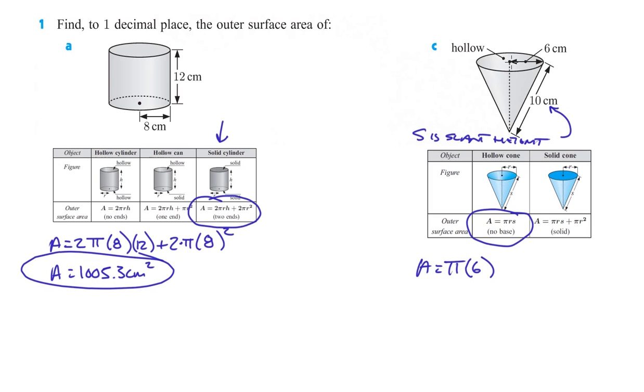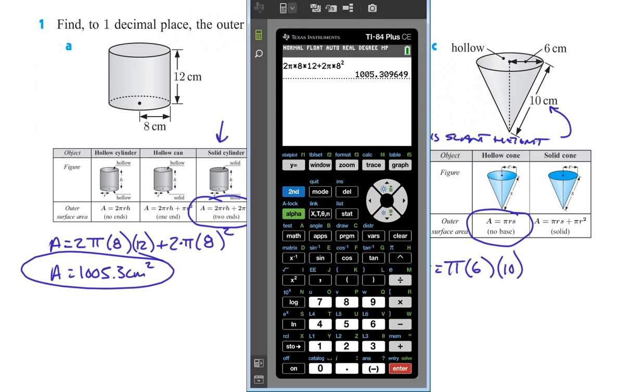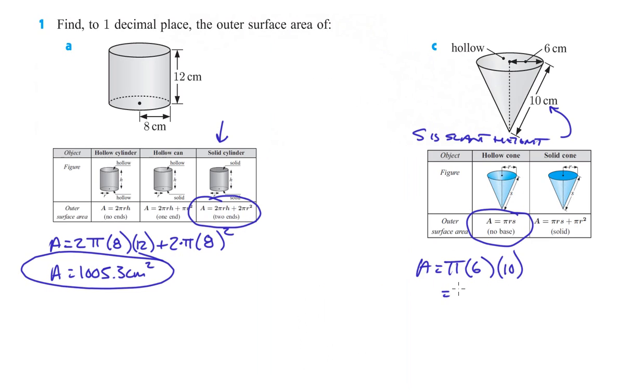Okay, it's not the regular H. If it was H, it would be this piece right here, but it's asking for S, so it's the slant height. So we're lucky because they actually gave it to us. So we just do that times 10 there, and we just calculate. So we've got pi times 6 times 10, right, which gives us 188.5. That is going to be our area, and that is centimeters squared.